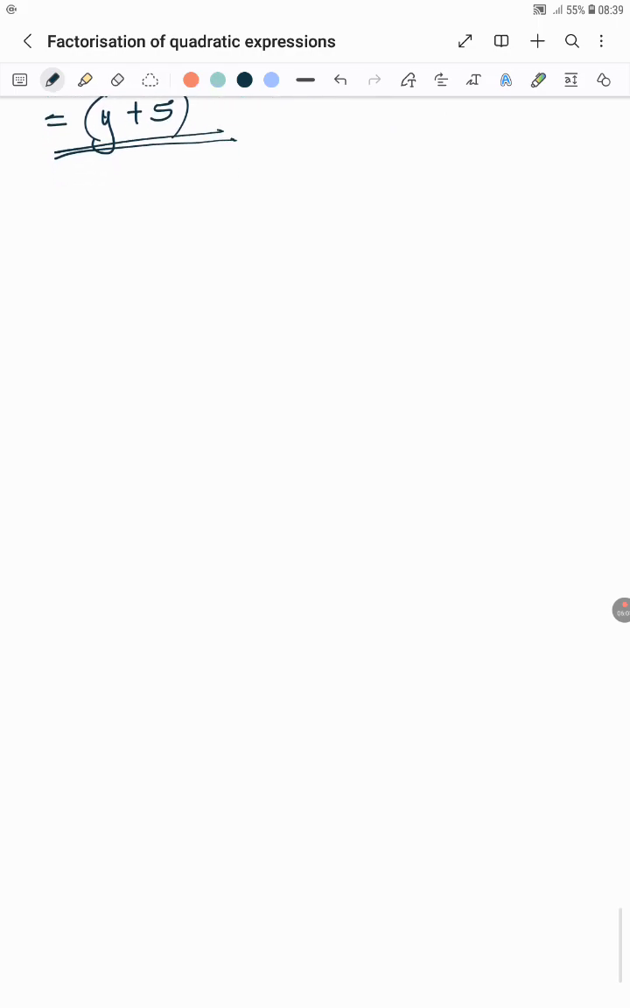It shows you have managed to factorize it completely. Okay, let's look at another example.